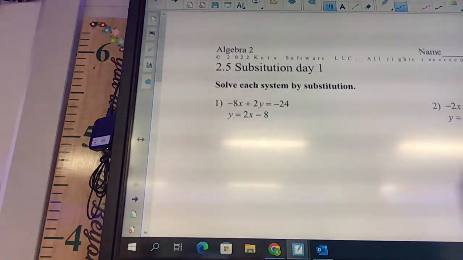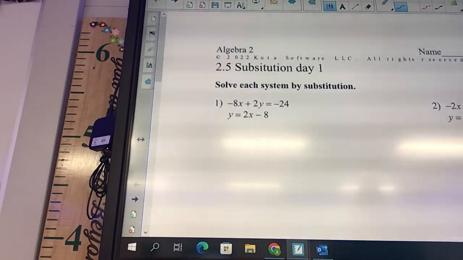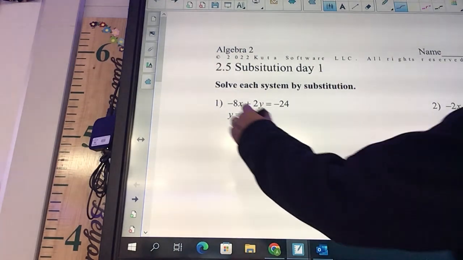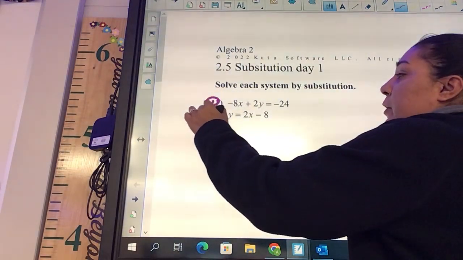And if you know basic algebra steps, you should be fine. But some of you guys are really going to struggle. Okay, so your first step is going to be, I would just label these: equation 1 and equation 2.